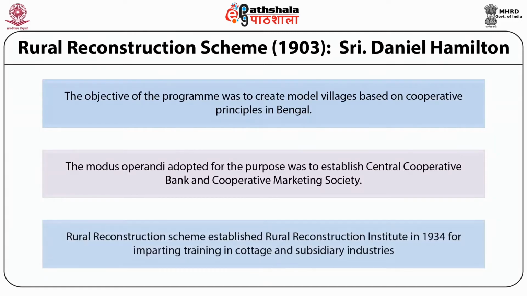The Rural Reconstruction Scheme established the Rural Reconstruction Institute in 1934 for imparting training in cottage and subsidiary industries, which was the need of the hour in those days, so that capacity building and skill enhancement initiatives could be taken up through these institutions known as Rural Reconstruction Institutes.